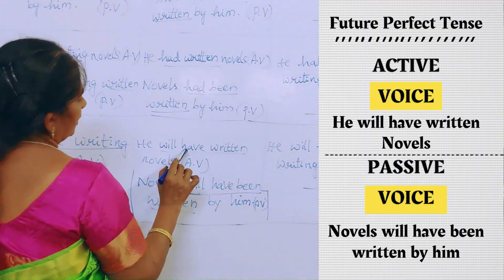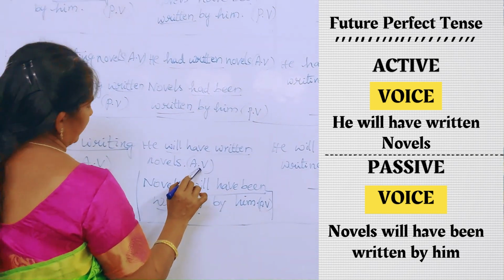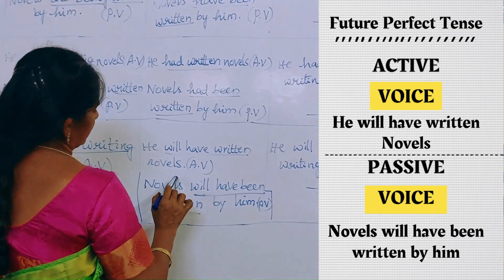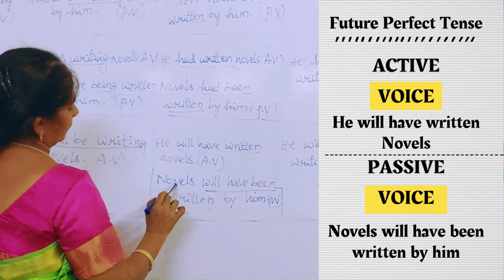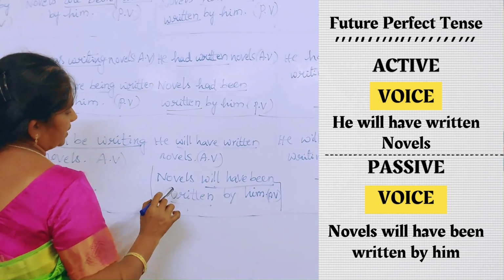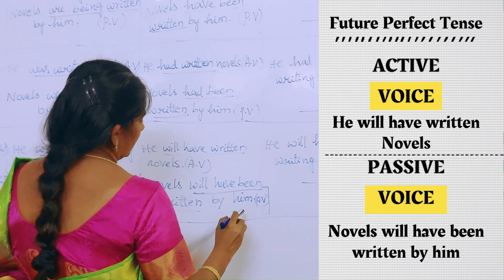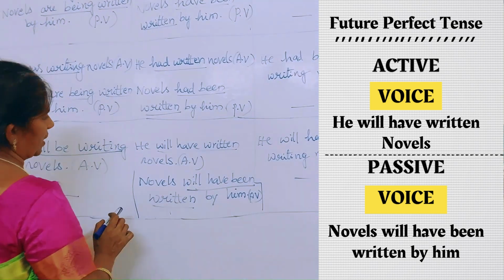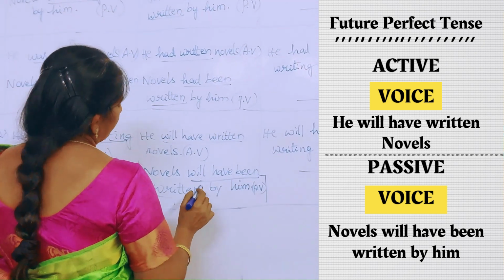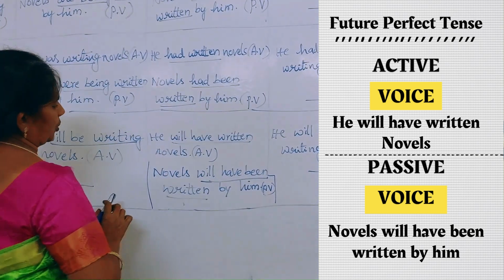He is subject, will have plus V3 is the verb, and then novels is object. And novels, which is the object in active voice, became subject in passive voice, and then he, which is subject in active voice, became him, object him in passive voice. Will have written verb becomes will have been written in passive voice.